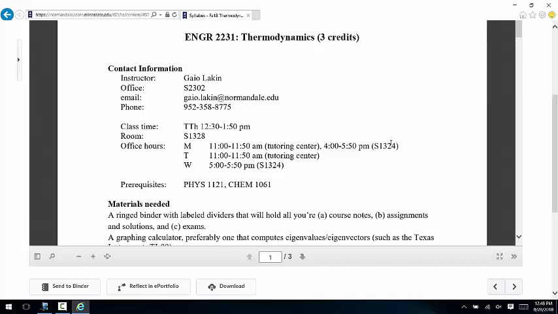And the prerequisites for this class are 1121, that's physics 1, and chem 1061, so that's chemistry 1. Anybody have any questions about office hours or contacting me or anything like that?